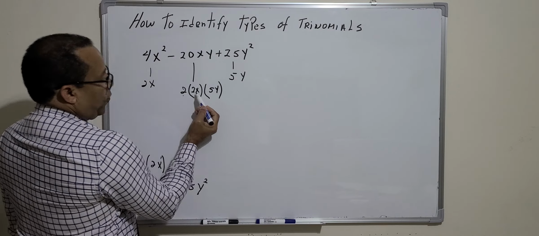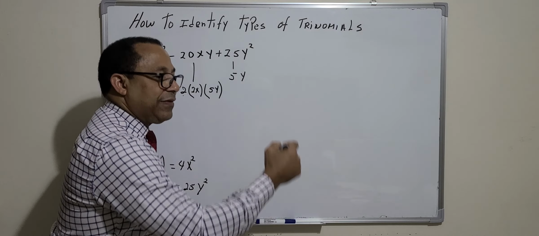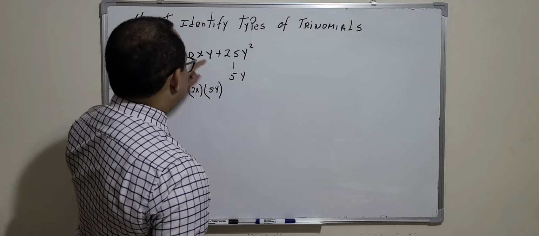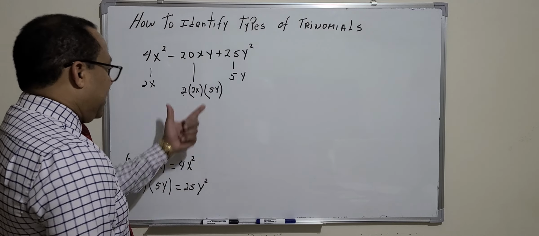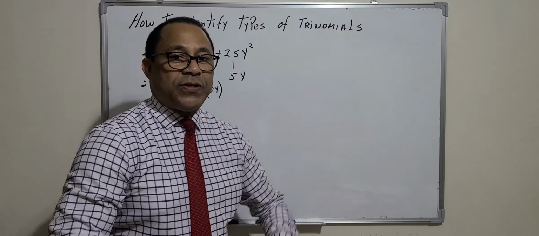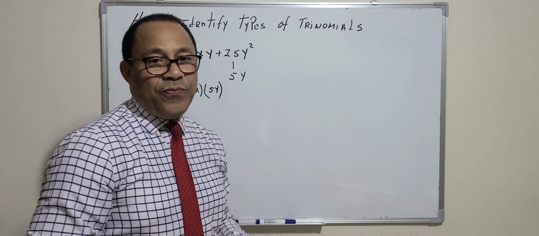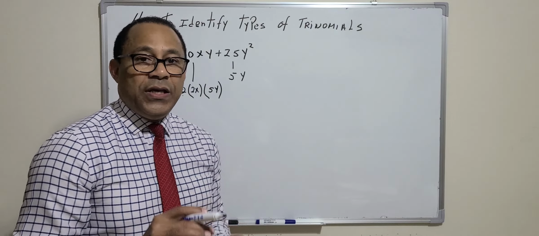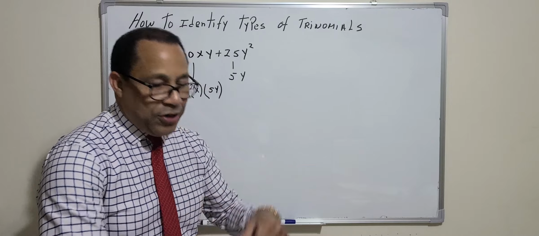2 times 2x, 4x. 4x times 5y is 20xy. Does that sound familiar? Yes. Here it is, 20xy. Now we know that we are in the presence of a perfect square trinomial. We are doing this just to identify the trinomial. This is a mental process that must be solved very quickly. Once you know, now you factor.